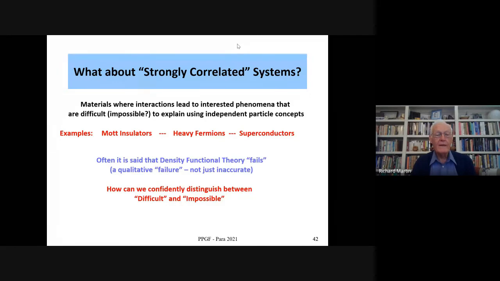However, the final result of the properties of the materials is very difficult to describe. Let's look at whether something fails, where we really need to do something fundamentally different, or where it's just an inaccuracy issue or a difficulty issue. How can we distinguish between things that are difficult and things that are impossible or require something else?